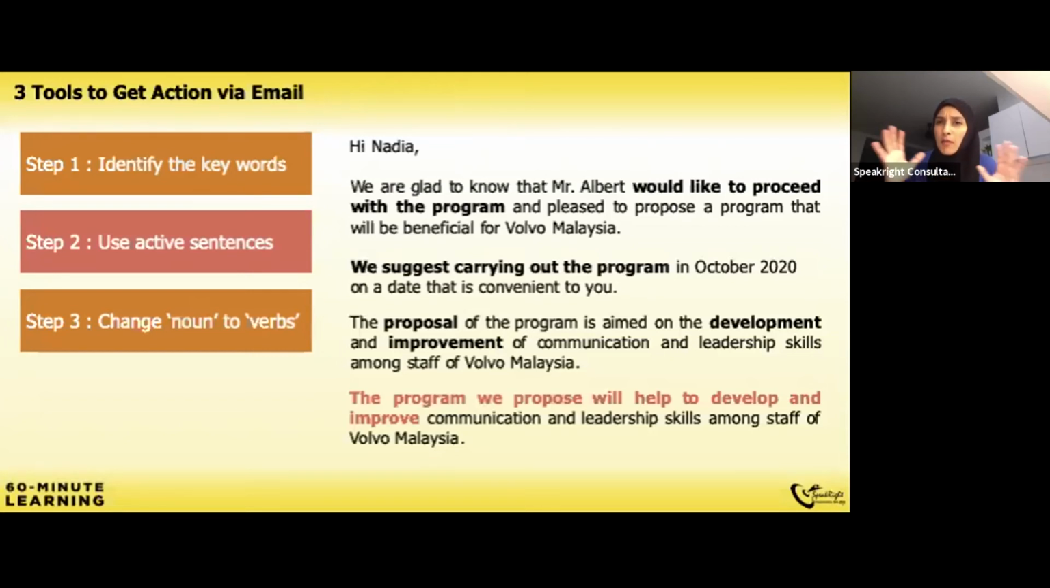This is to clear some of you who might be thinking, how do I write an email? I'm supposed to sound very formal. Yes, you can sound very formal, but still you can do something about it to remove some words to make it shorter. So remember, instead of saying proposal of, development of, improvement of, use propose, to develop, to improve. The meaning doesn't change. So this is where we use verbs instead of nouns.